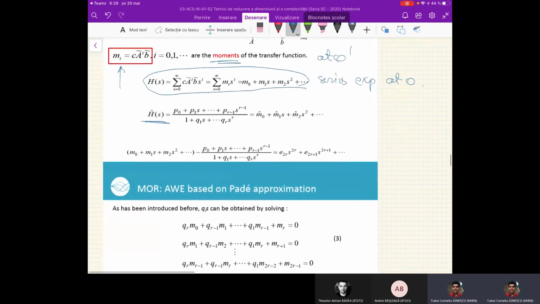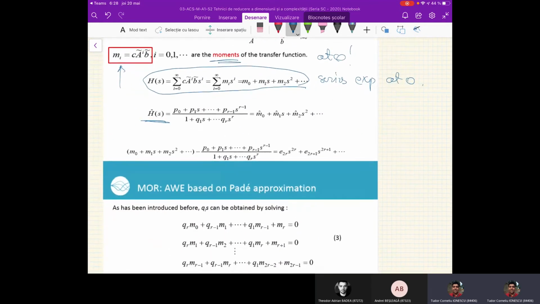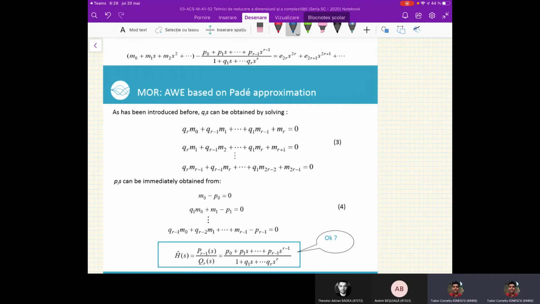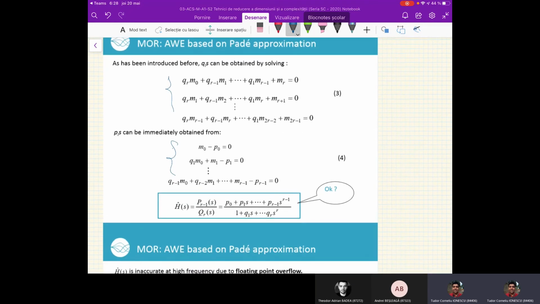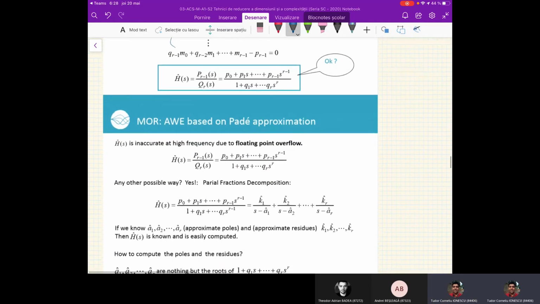And you nicely do the polynomial equality. This ends up with two systems of linear equations in the coefficients. Okay? And finally, you solve these two systems and you get your approximation. Okay?